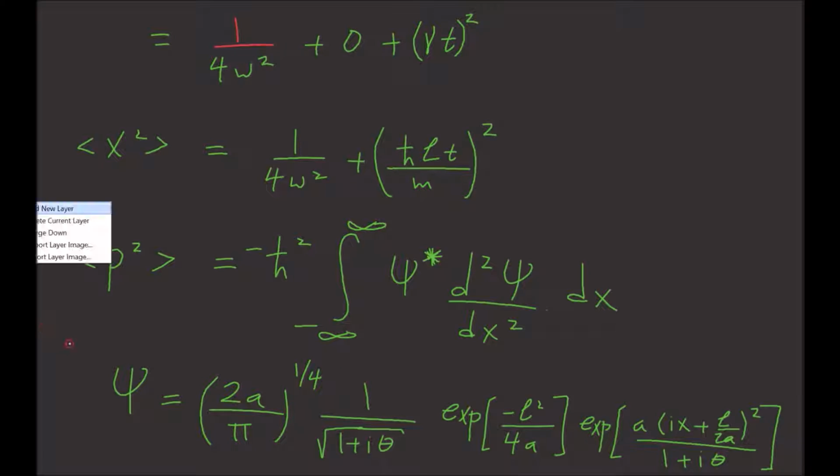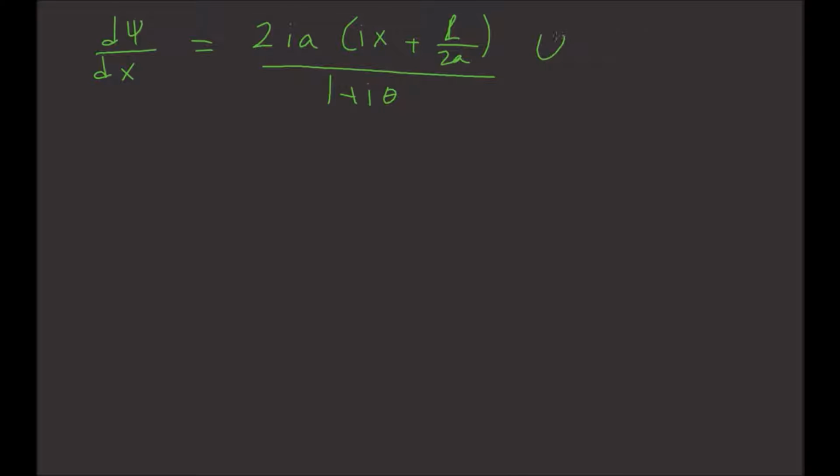So the psi dx will be equal to 2 times I times a times Ix plus L divided by 2a, all of this divided by 1 plus I theta times psi.